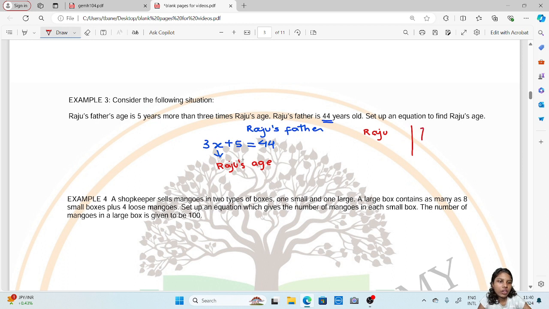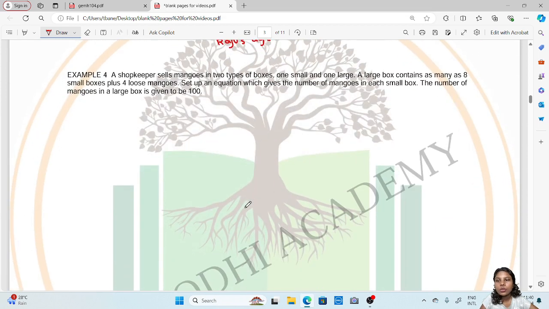We have his father here. So about his father, what we have said? That his age is what? 5 more than 3 times, that is 3x of Raju's age. So 3 times Raju's age is what? This is 3. Times is multiply and Raju's age is x. So 3x. So this x is basically Raju's age. So this will come here. This equals 44. Now on solving this equation, we will find the value of x, that will be Raju's age.